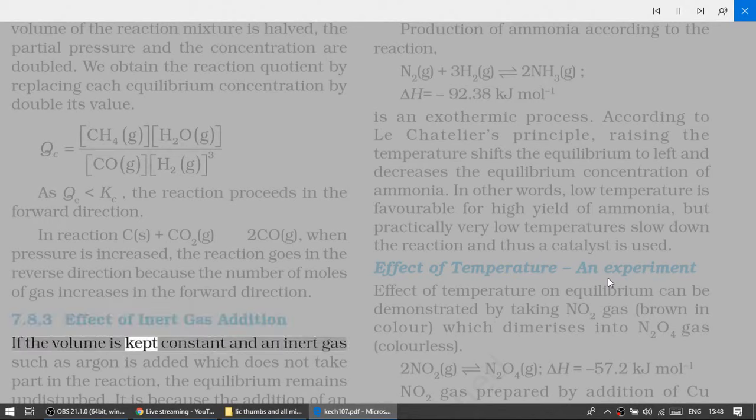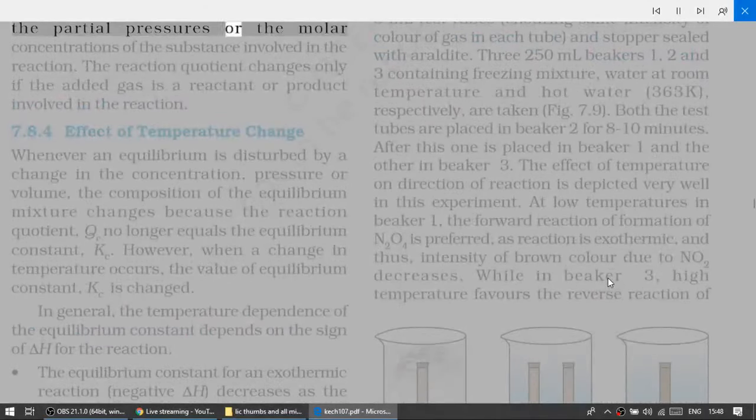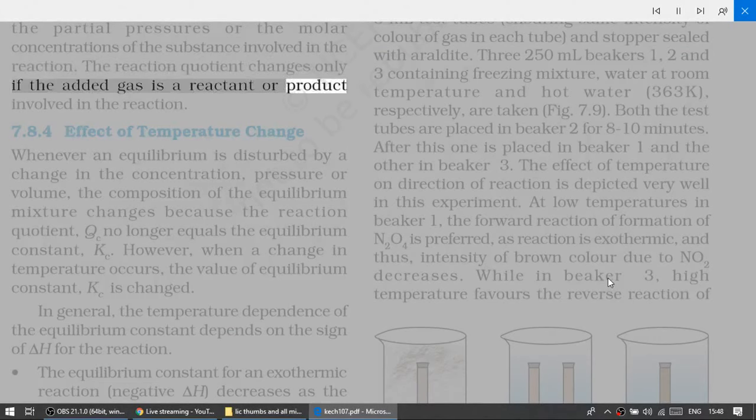If the volume is kept constant and an inert gas such as argon is added which does not take part in the reaction, the equilibrium remains undisturbed. It is because the addition of an inert gas at constant volume does not change the partial pressures or the molar concentrations of the substances involved in the reaction. The reaction quotient changes only if the added gas is a reactant or product involved in the reaction.